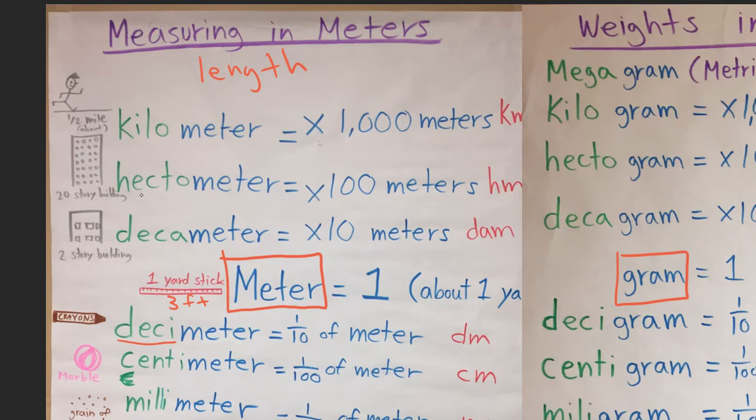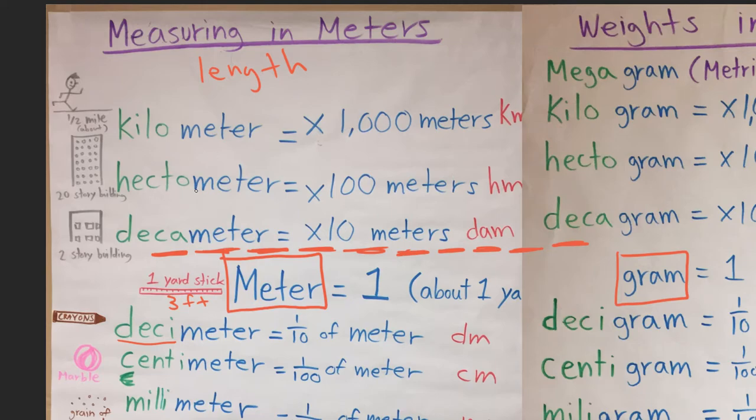So for deca, hecto, and kilo, it's the opposite. Instead of breaking a meter into chunks, we're actually multiplying it. For example, deca means times 10. So a decameter means if I took my yardstick and lined up 10 yardsticks end to end, right? So 1, 2, 3, 4, 5, 6, 7, 8, 9, 10. This length of 10 yardsticks would equal 1 decameter. And a decameter, I told you guys, is about the length of a two-story building.